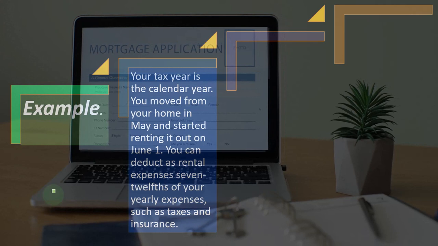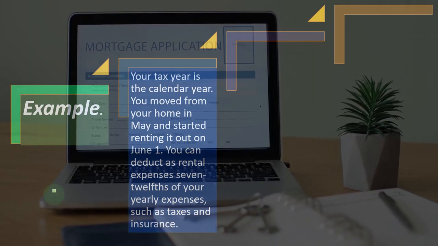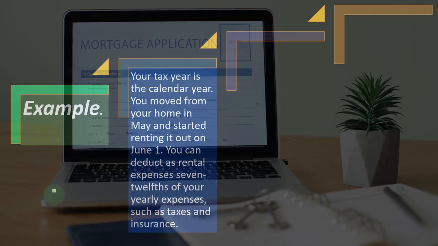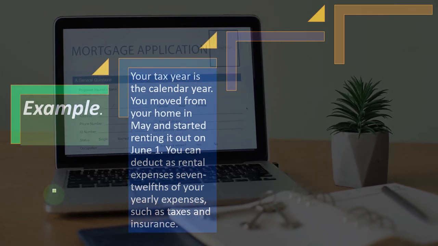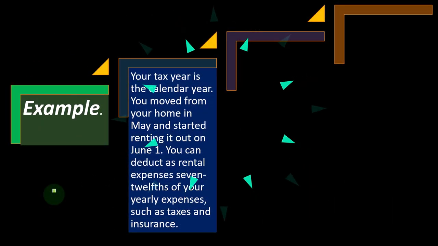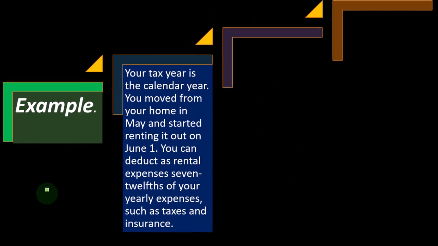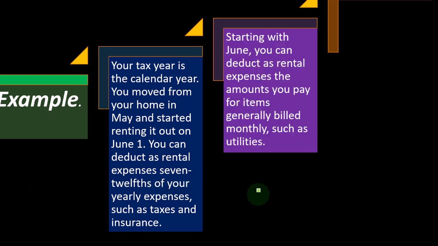Example. Your tax year is the calendar year. You moved from your home in May and started renting it out on June 1st. You can deduct as rental expenses 7/12 of your yearly expenses, such as taxes and insurance, which makes sense because 7/12 is the ratio of 7 over 12 months, the part of the year that you rented it.